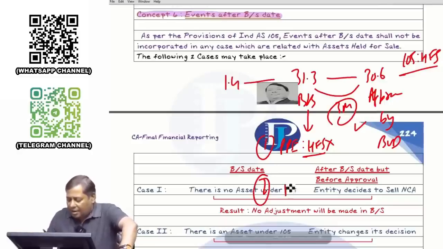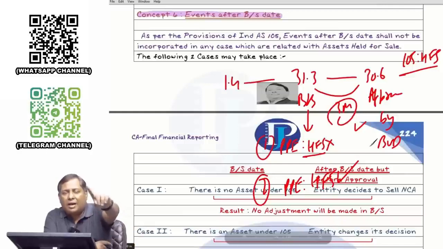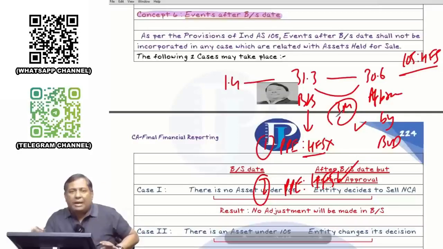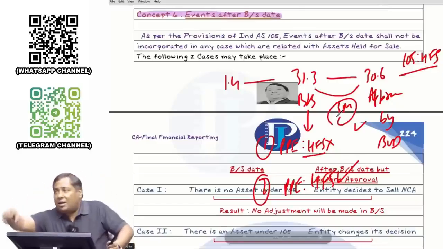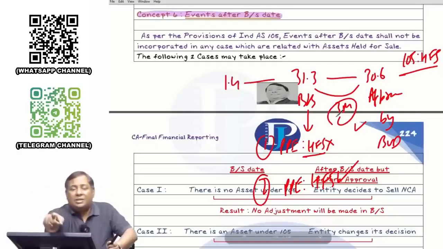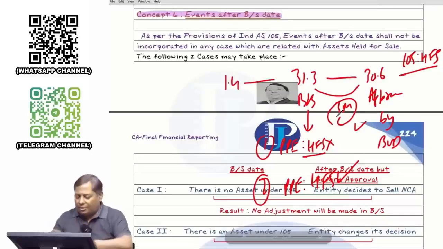So now students, second case is you have a PPE, okay, and you want to sell it. You had planned for 31 March for HFS. It came in 105. But before approval, you had a change in plan. So if there is a change in plan before approval, even then there is no adjusting event. Change in plan accounting will be done next year. Show this in balance sheet date as HFS. You won't get any adjustment in any way. I told you this in concept number 6.